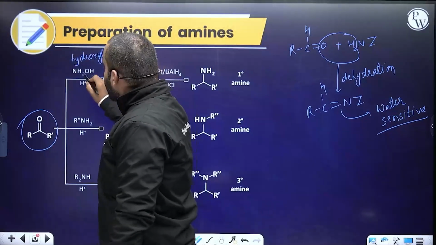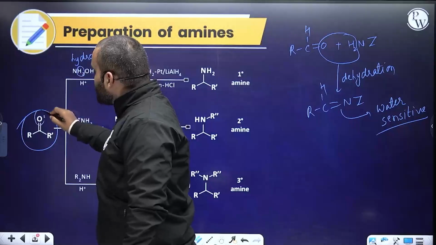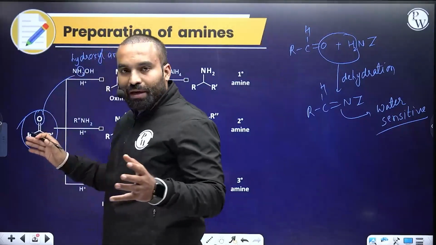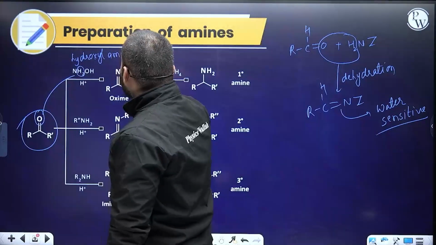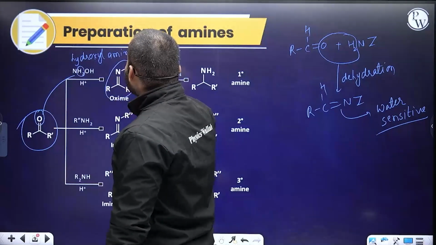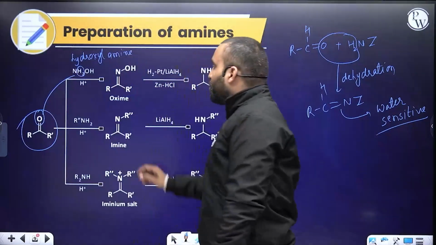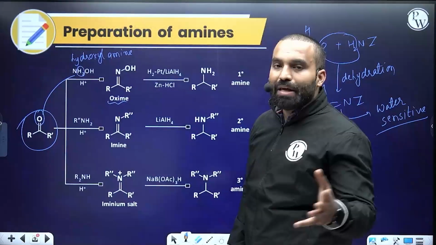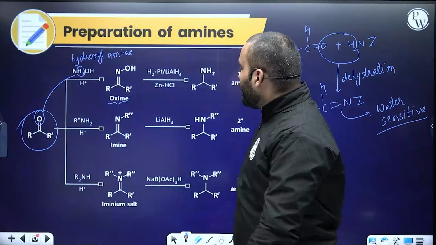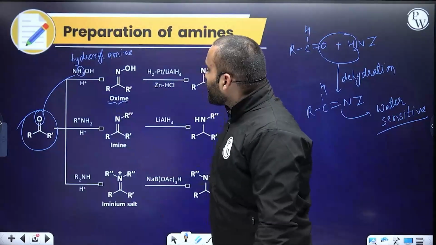Now this NH2 and this oxygen, they two are going to get eliminated, and the compound obtained will be carbon double bond nitrogen. This is known as oxime. This compound obtained is the class of organic compound named oxime. Very important molecule. Now there is a carbon nitrogen double bond.